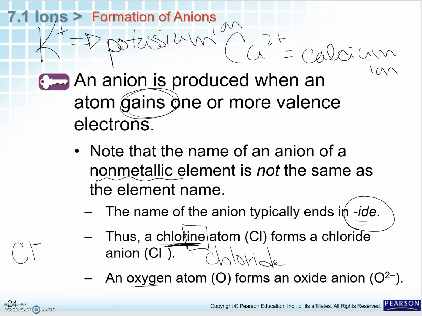Oxygen is very similar, except the last portion of the name is the YGEN, so it is called oxide. You get more familiar with these as you write them, and it will be a little bit more second nature the more you practice. So this will be a chloride ion, where oxygen, which has a little bit different of a name, would be an oxide ion.